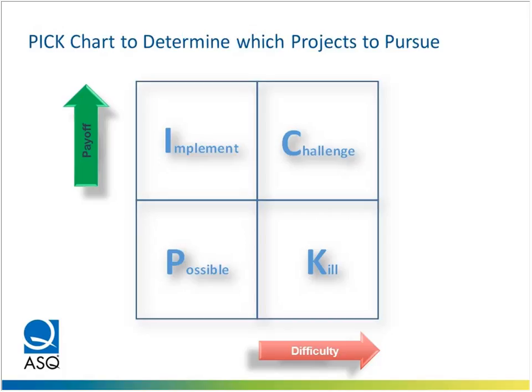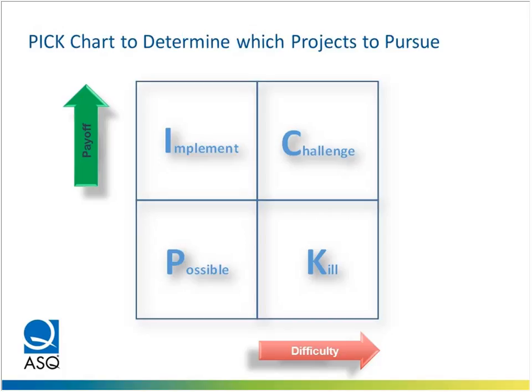When you have a low payoff, I'm looking at the bottom left quadrant, low payoff and low difficulty, that means this is a project that's possible, that we could consider doing. It doesn't have a big return on investment, a big payoff, but we could do it. When you go in the upper left, it has a high payoff and a low level of difficulty. These are the projects that give us the biggest bang for our buck. These are the ones we should be pursuing.